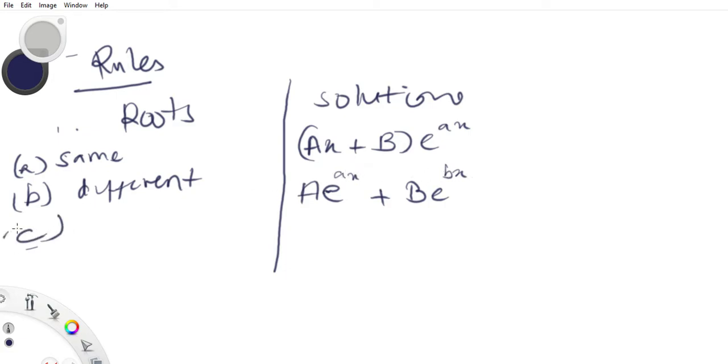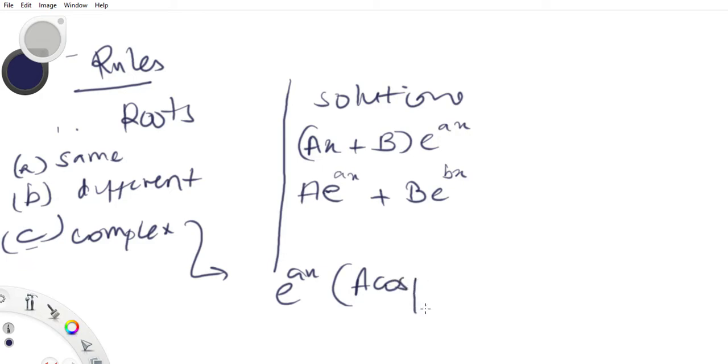See, if the roots are complex, then automatically the solution is complex, and what you get is e to the ax bracket a cos beta x plus b sine beta x. But don't worry about this one specifically. We're going to tackle these two. Write these down. This is important. They don't make sense right now, which is cool. It's normal. We're gonna make sense of it in the next slide.